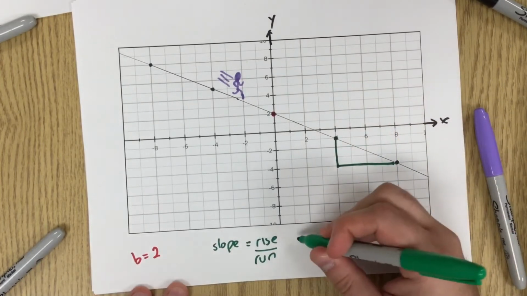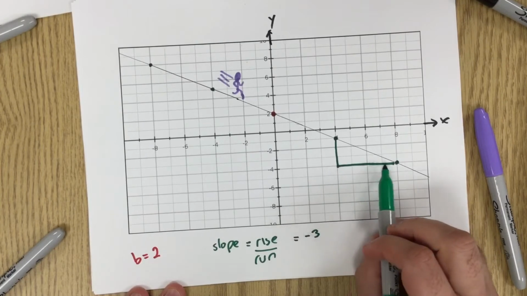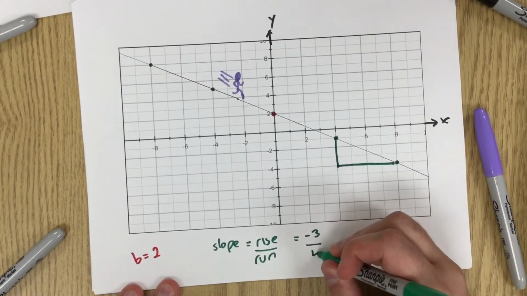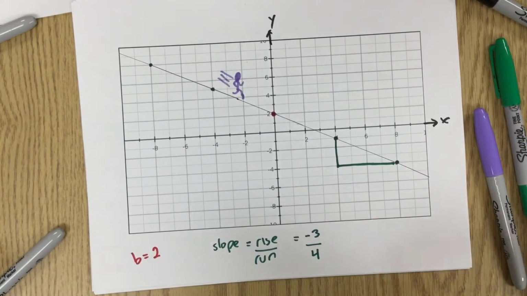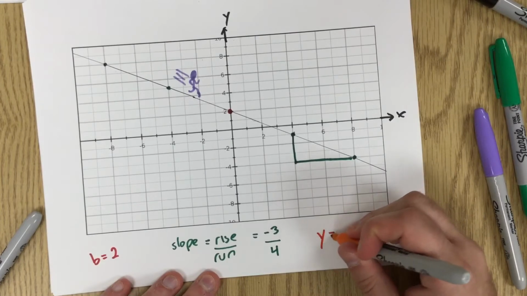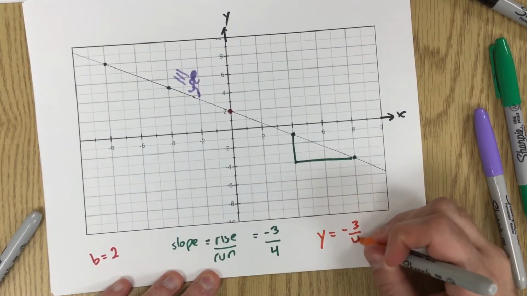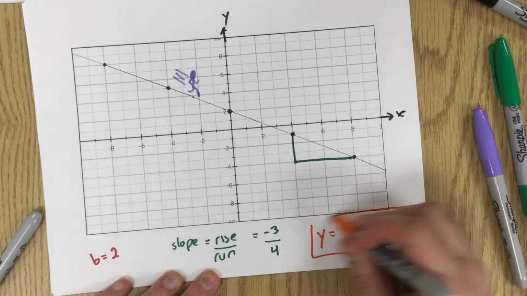As we're going to the right, we're going 1, 2, 3. So the rise here is -3. The run is 1, 2, 3, 4. And the run is 4. Putting that all together, we get y equals -3/4 x plus 2. And that's that.